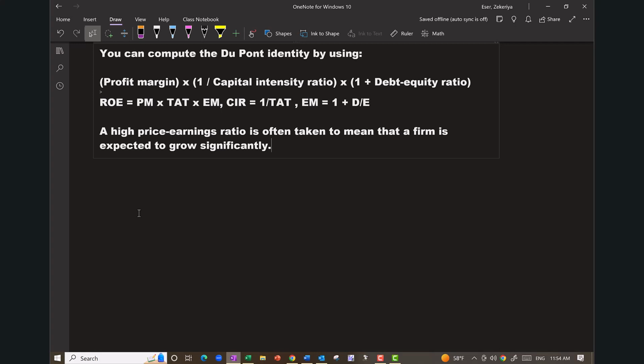Skip over there and tell me what the difference is. I wrote an explanation right below that question. Tell me what's the difference between EM and debt equity ratio. I have the definition of EM over there: 1 plus debt equity ratio. That's what the difference is, okay?